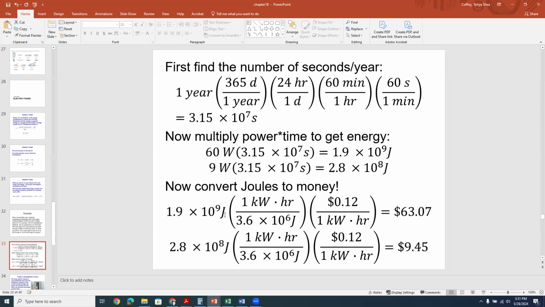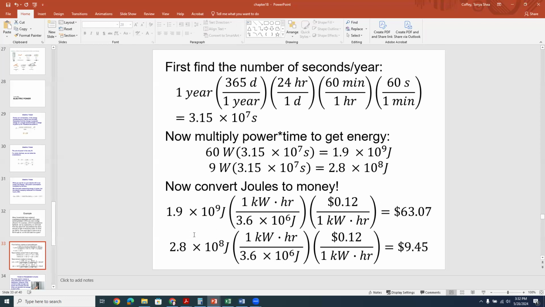So 1.9 times 10 to the 9th joules, right? What you would do is convert the joules to kilowatt hours by dividing by the conversion, which we discussed on a previous slide, is 1 kilowatt hour is 3.6 times 10 to the 6 joules, right? And then you want to convert from joules to money. So 1 kilowatt hour costs you 12 cents. So you're multiplying by $0.12. So doing all that, plugging it into a calculator, you can see that it would cost you $63.07 to run that incandescent light bulb straight for a year.